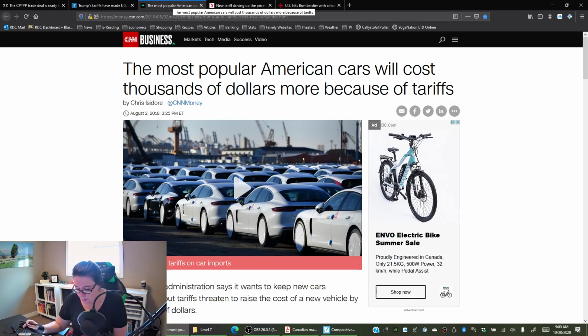So what we're seeing is that some of the most popular American cars are going to cost thousands of dollars more because of these tariffs. And this is a US news site. So it's US to the US customer, the cars are going to cost more. Okay.